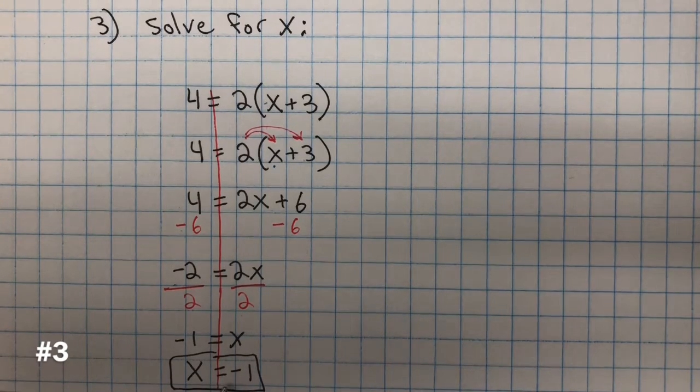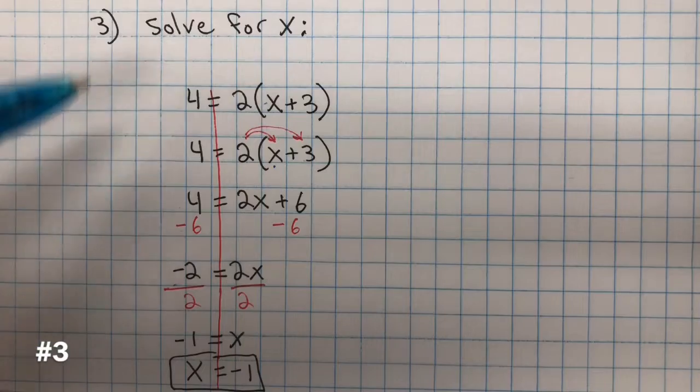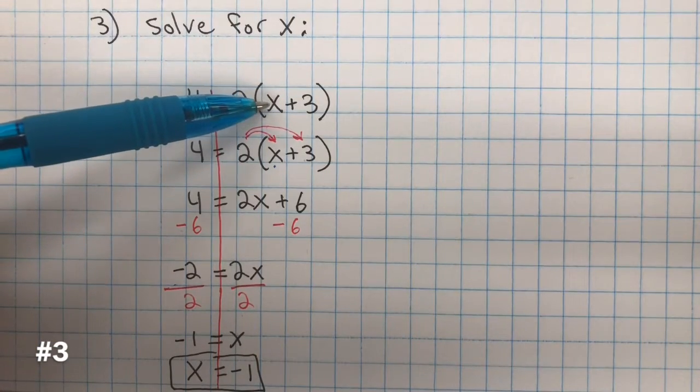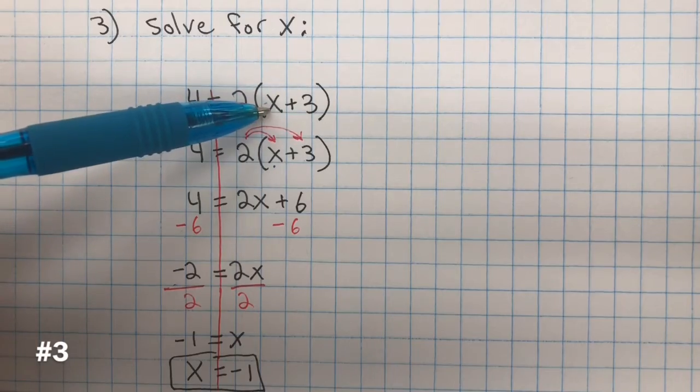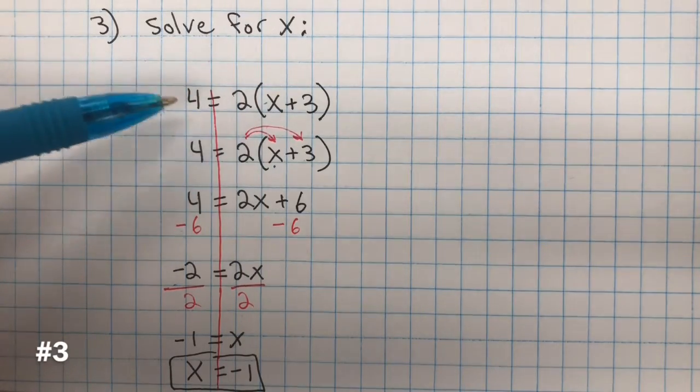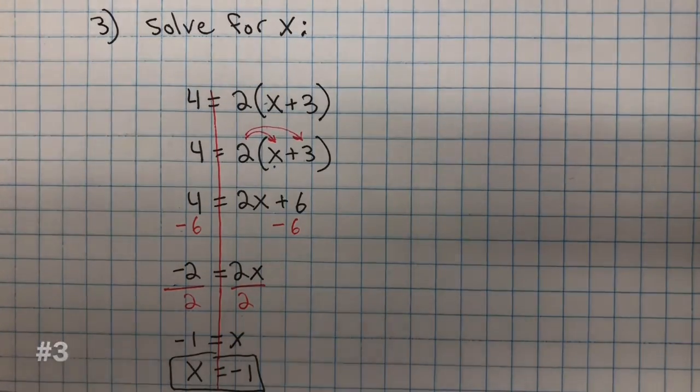And always make sure that you plug in your solution into the original equation. So if x equals negative 1 plus 3 is 2. 2 multiplied by 2 is 4. So it is true.